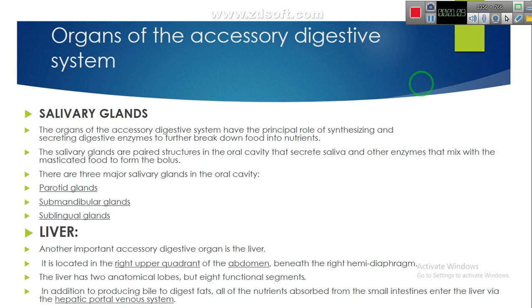Then the liver, which is also part of the accessory digestive system. It is another important organ of the accessory digestive system, and it is located in the upper right quadrant of the abdomen and beneath the right hemidiaphragm. The liver has two anatomical lobes but eight functional segments. In addition to producing bile, it also digests fats, and all of the nutrients absorbed from the small intestine enter the liver via the hepatic portal venous system.